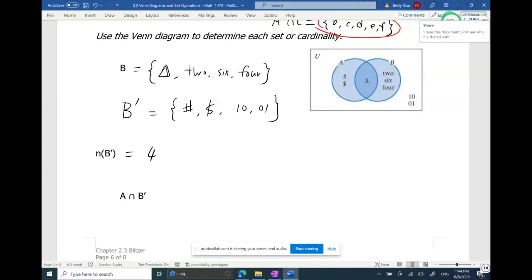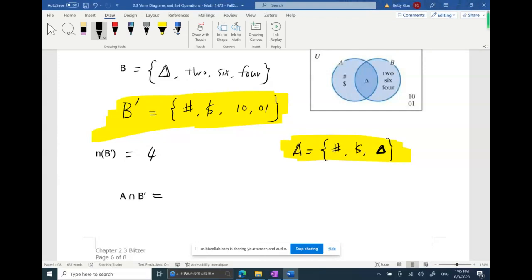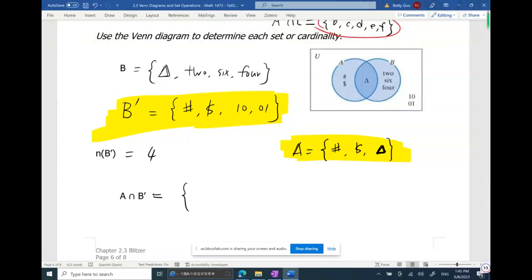A intersect B prime. Let me write A here. A is a set containing the pound sign, dollar sign, and the delta sign. We are looking for the intersection of A and B prime. Intersection means and, right? So we are looking for the elements belonging to both, the common elements. Pound sign is common. Dollar sign is common, and that's it.